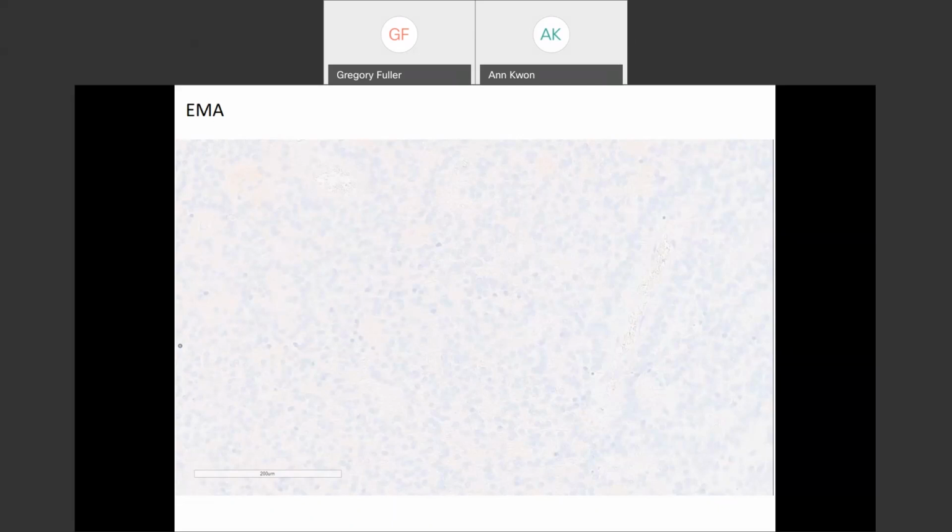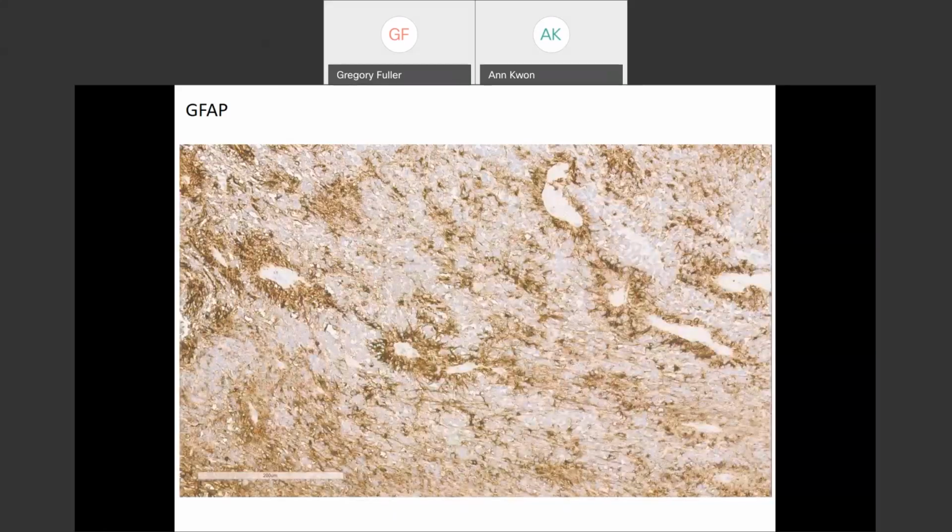Okay, here is the point. You're welcome. Only maybe 20 or 30% of ependymomas will show the dot-like pattern. It doesn't matter. We do it because it's reinforcing. If it's negative, it doesn't mean anything. Okay, here's the GFAP.